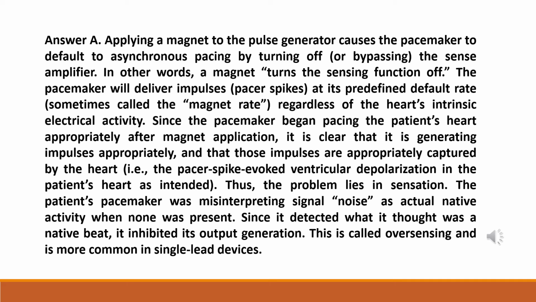Answer A. Applying a magnet to the pulse generator causes the pacemaker to default to asynchronous pacing by turning off, or bypassing, the sense amplifier. In other words, a magnet turns the sensing function off. The pacemaker will deliver impulses, pacer spikes, at its predefined default rate, sometimes called the magnet rate, regardless of the heart's intrinsic electrical activity.